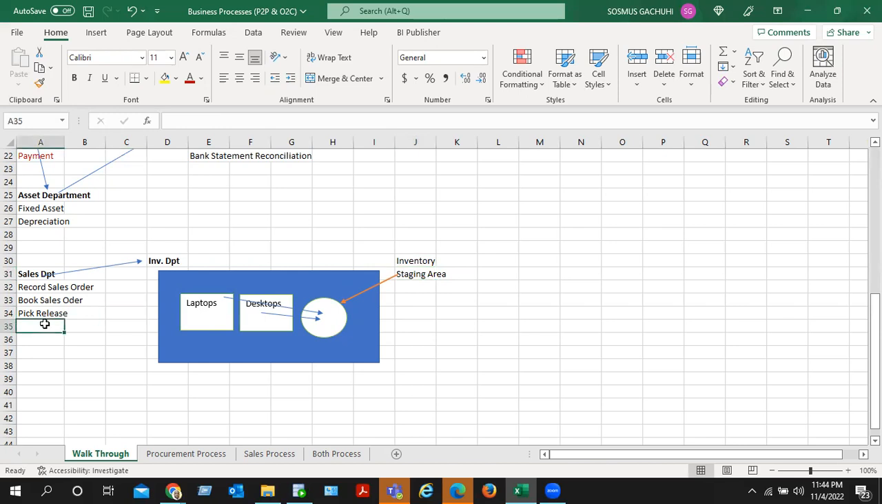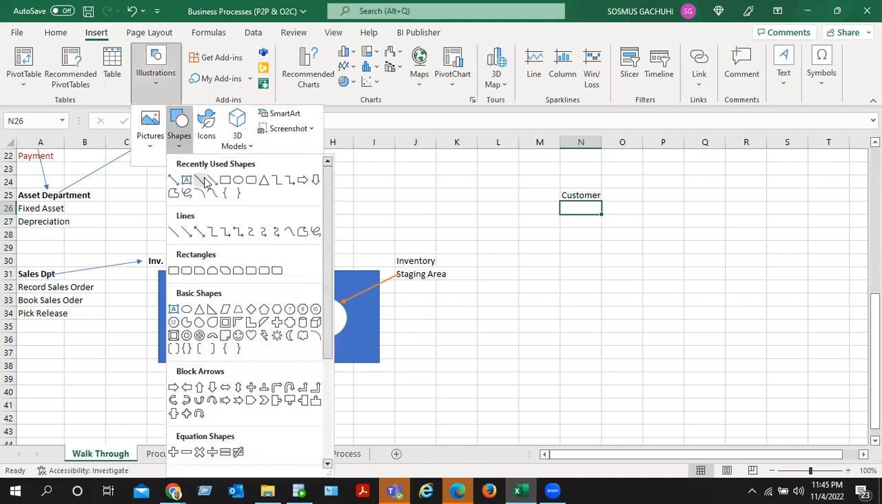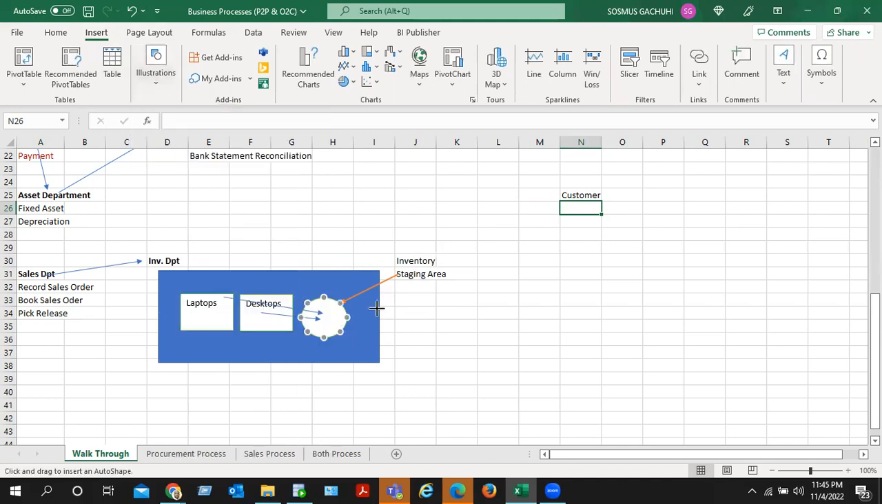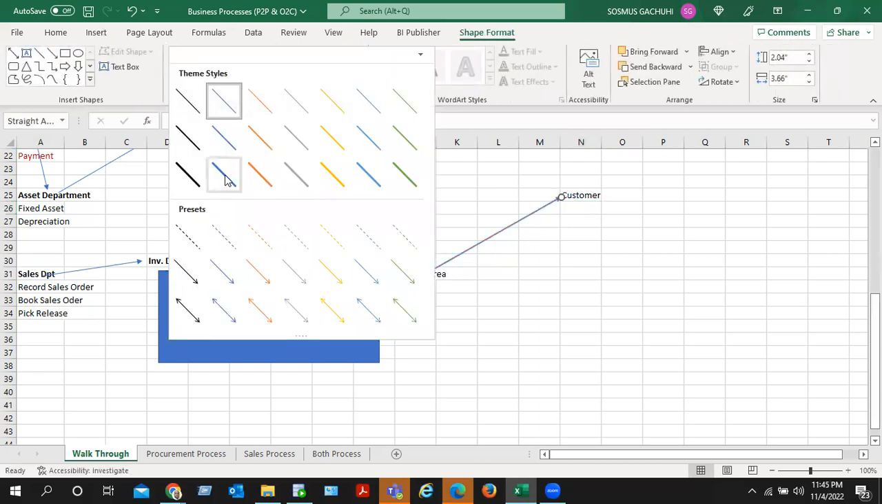Then these goods have to be now loaded to the vehicle and to be sent to a customer. Say this is a customer. So the goods now have to leave from the staging area to the customer.